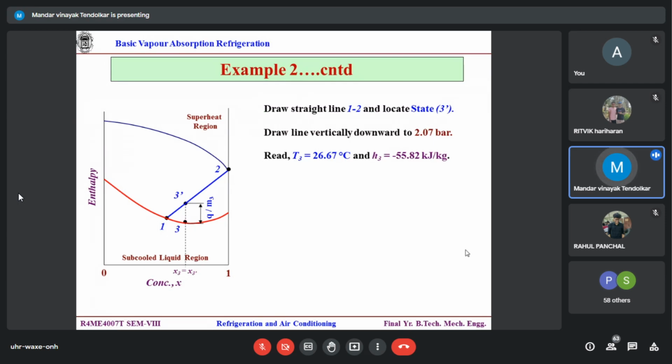हा ऑनलाइन पीपल, are you getting T3, H3 somewhat similar? Yes, sir. Good. How much temperature? How much enthalpy?